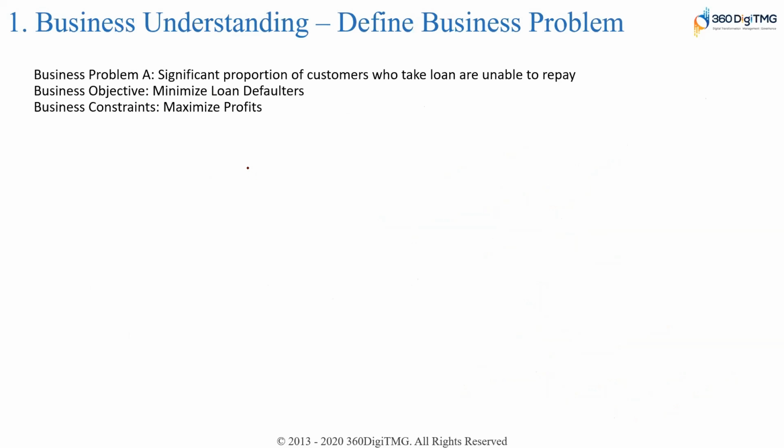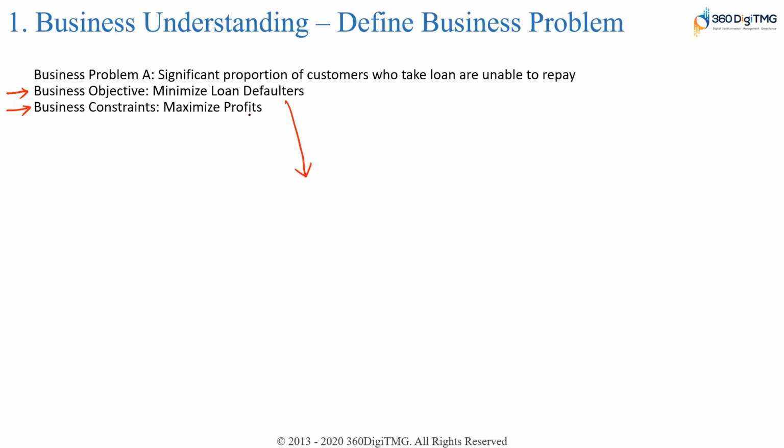Okay, first, say there is a banking problem. Your customer comes to you and says, a significant proportion of customers who take loans are unable to repay. A lot of customers are taking loans, they are unable to repay. That's a problem. How do you solve it? For this problem, first you need to come up with business objective and business constraints. The business objective is to minimize the loan defaulters, right? Because many people are defaulting on the loan, minimize them. That's the objective, makes sense.